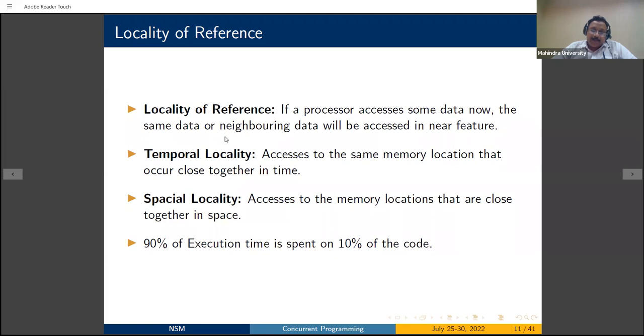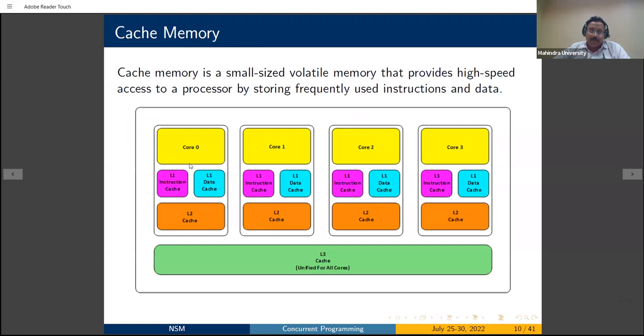Yes, cache memory works on the principle of locality of reference. What is the locality of reference? If a processor accesses some data now, the same data or neighboring data will be accessed in the near future. That is the locality of reference. If the same data is accessed, it is called temporal locality. If neighboring data is accessed, it is called spatial locality. That is the theory behind cache memory.